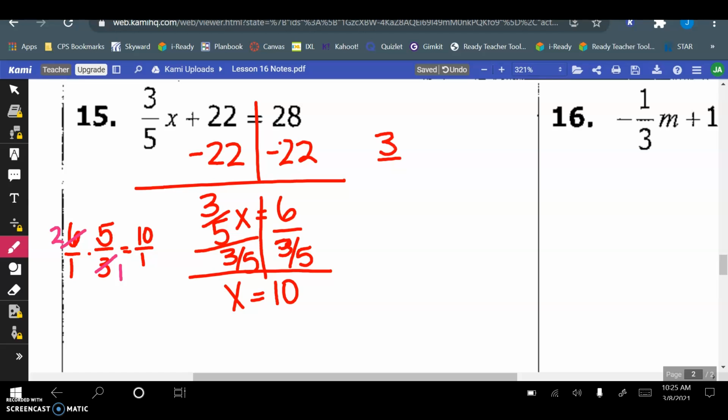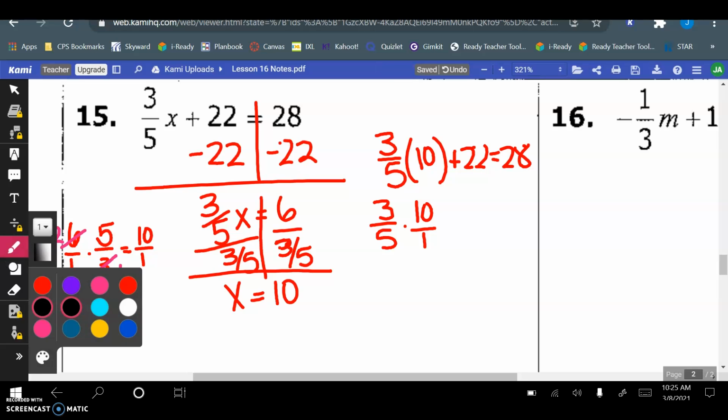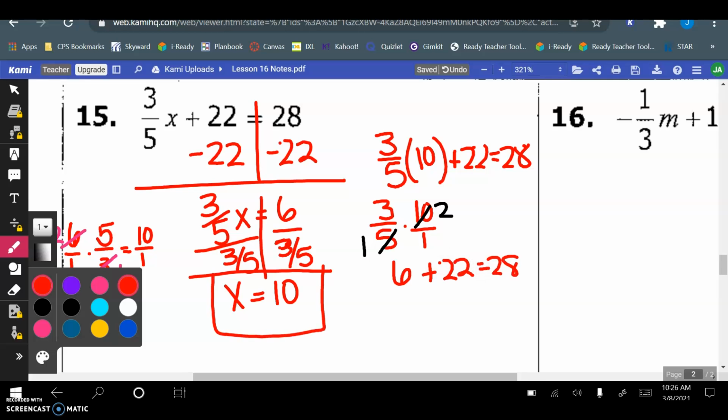So they're saying 3/5 of 10 plus 22 will give us 28. To check our work, 3/5 times 10, it's really 10 over 1. We can reduce the 5 and the 10 by dividing both by 5. So that would be 3 times 2 is 6 on the top, plus 22 is equal to 28, and that is true. So then we know x equals 10.